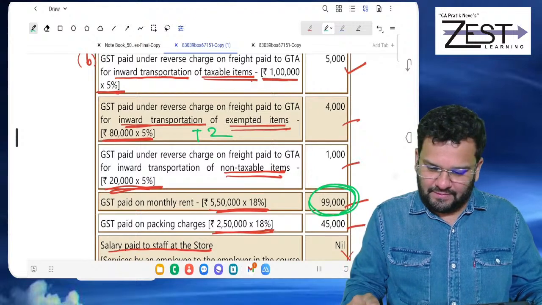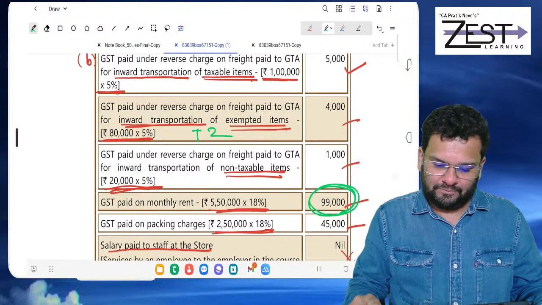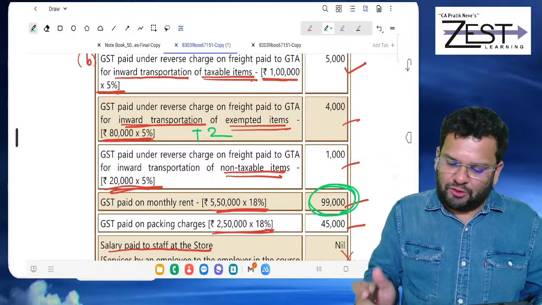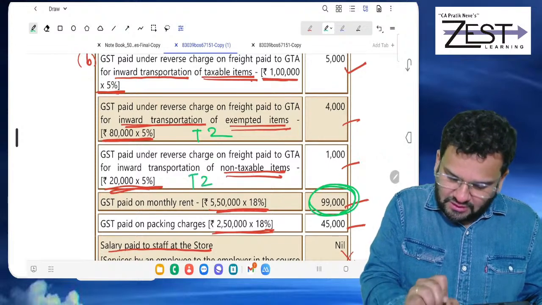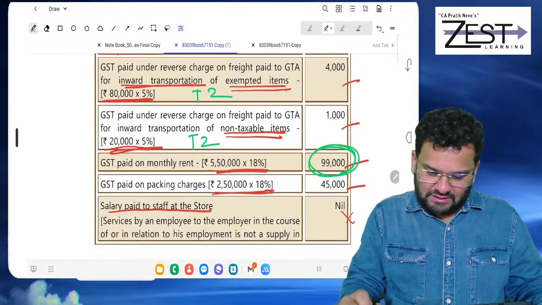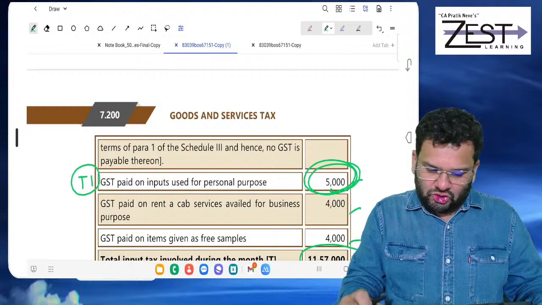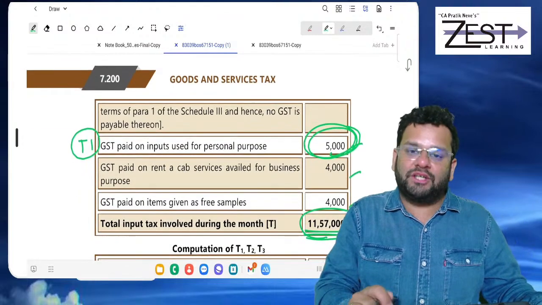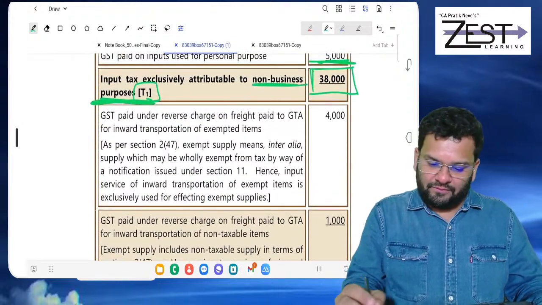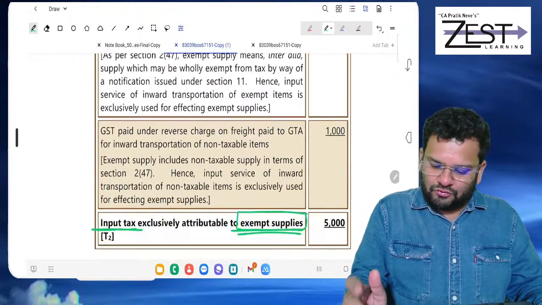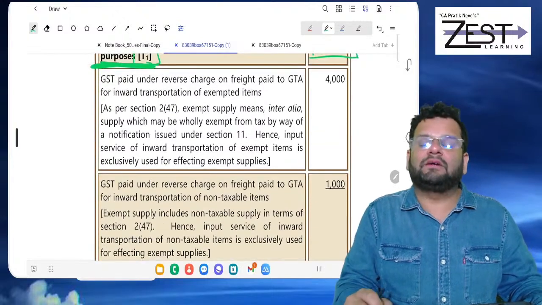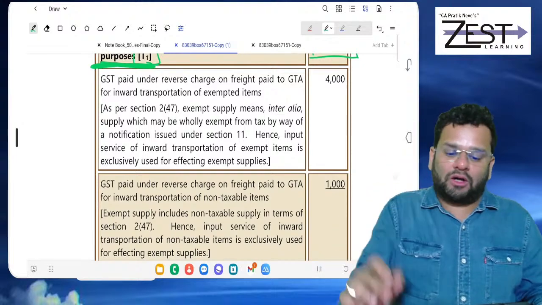Then yes sir, done. Wonderful. GST under RCM on freight paid for these non-taxable items. This is also T2. Yes. So two things you have found in T2, isn't it? So check. Is the total of your T2 5,000? Yes, those two items. And T3 is blocked credits.